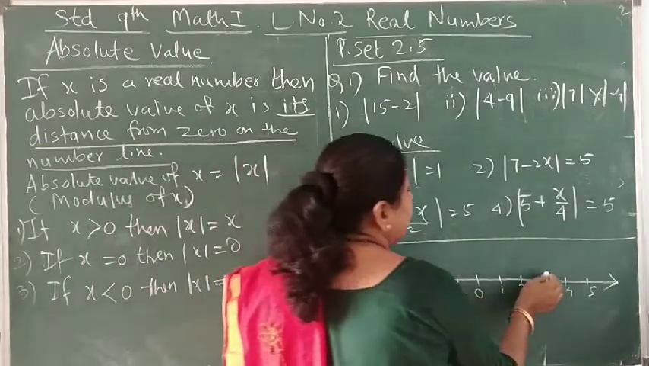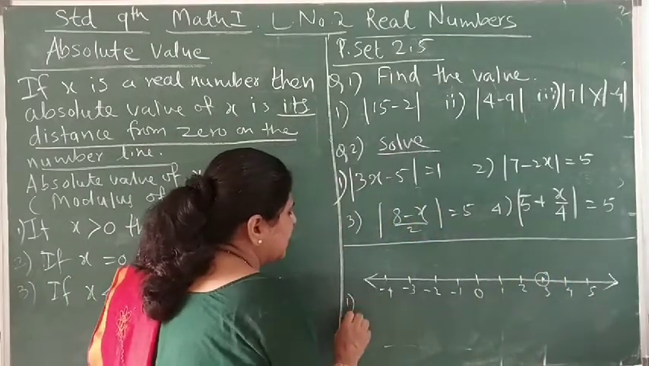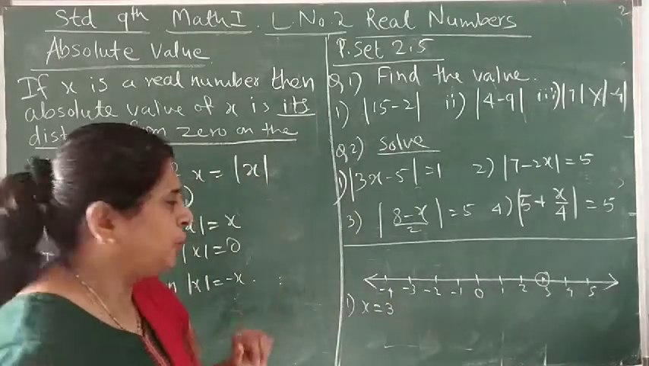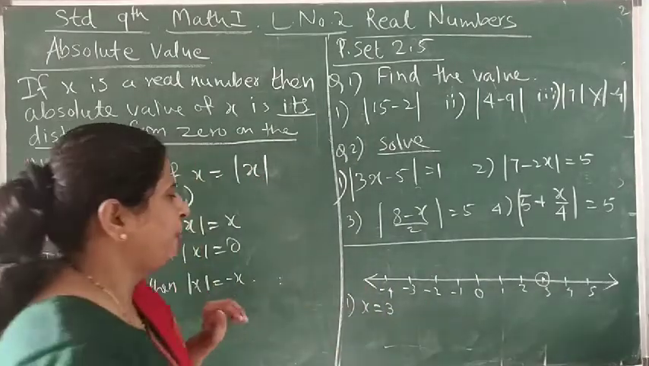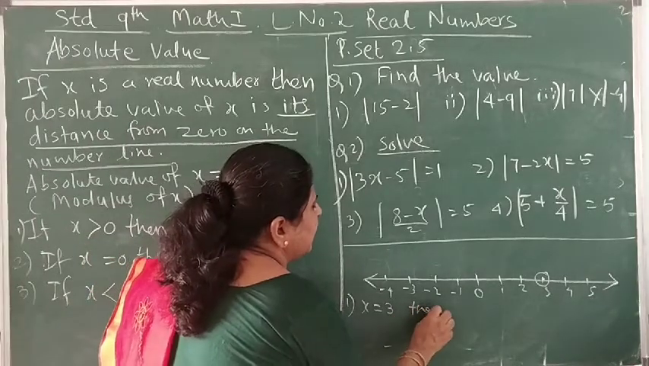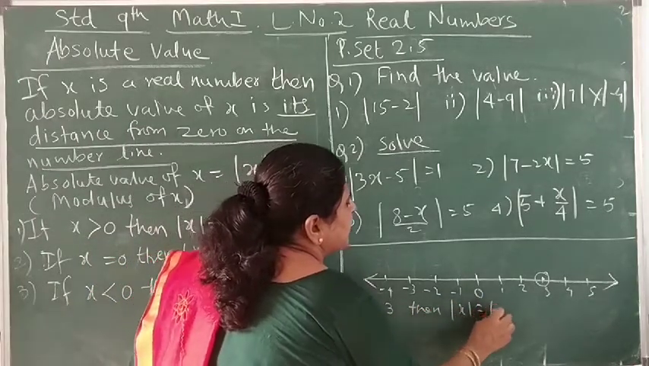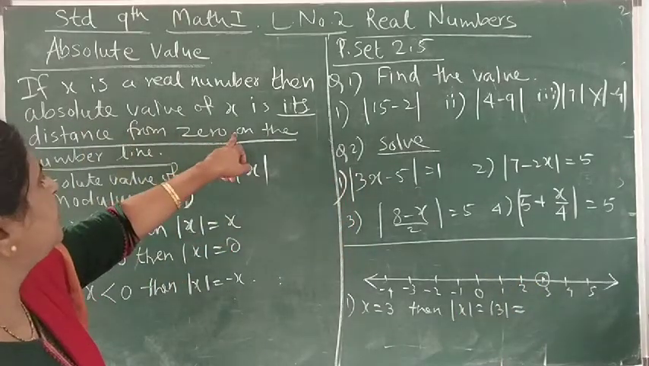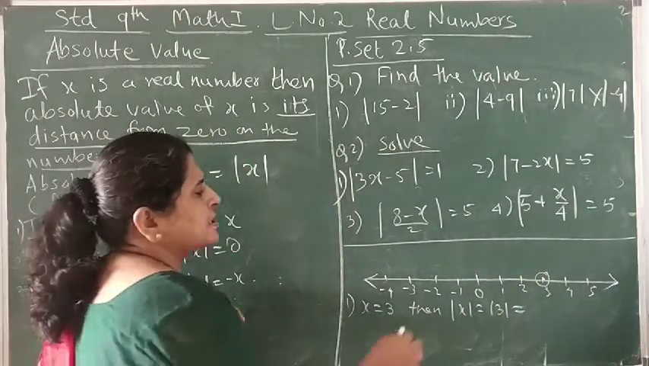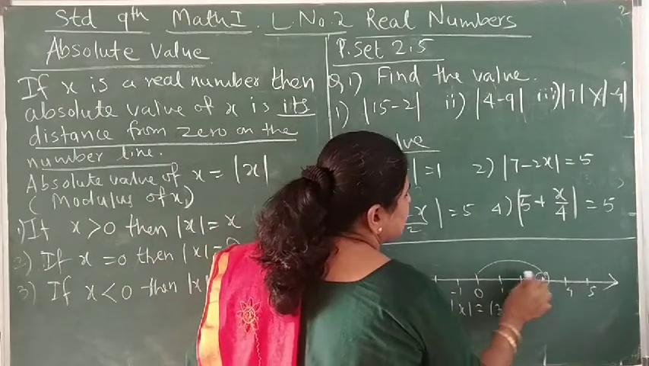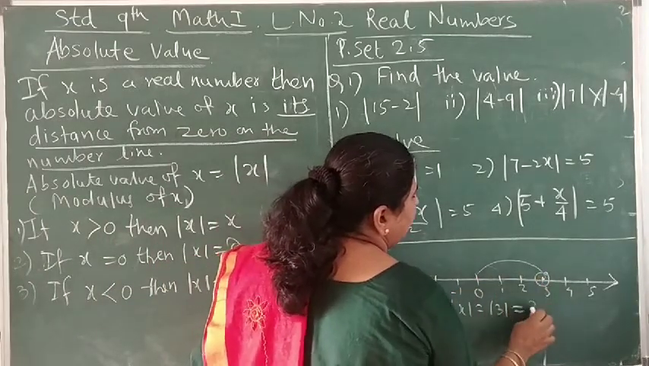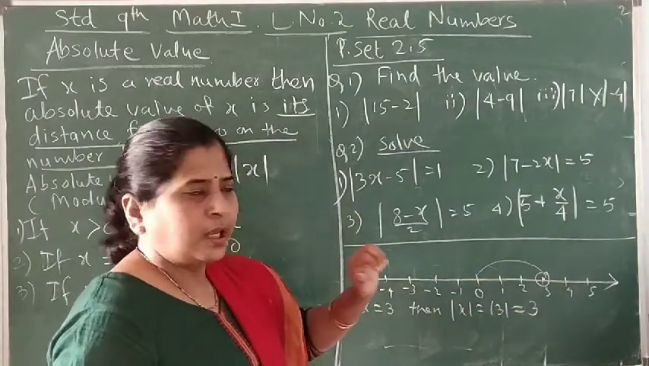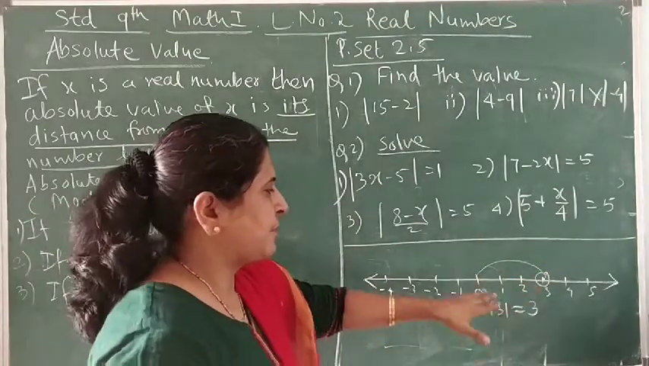Suppose x is say 3. In the first example, if we take x equal to 3, then what is the absolute value of x? That is the absolute value of 3. The absolute value of 3 is its distance from 0 on the number line. What is its distance from 0? Its distance is 1, 2 and 3. So the absolute value of 3 is 3. If the number is positive 3, the absolute value is 3.